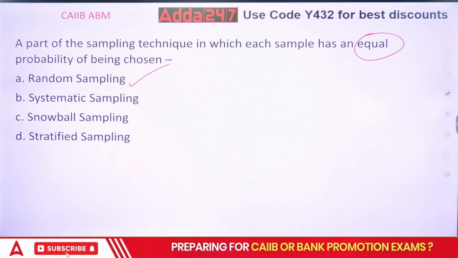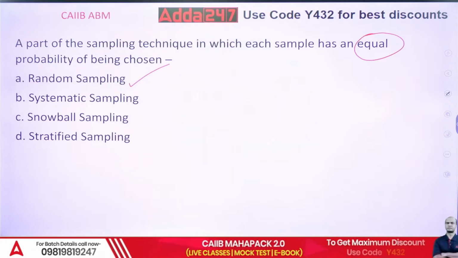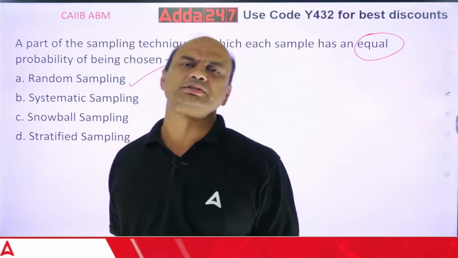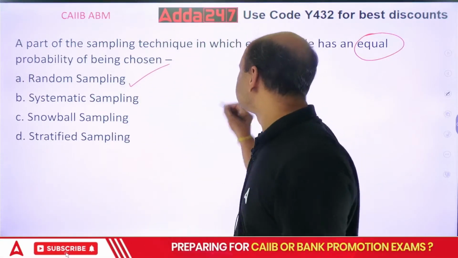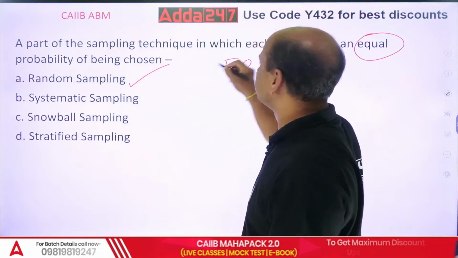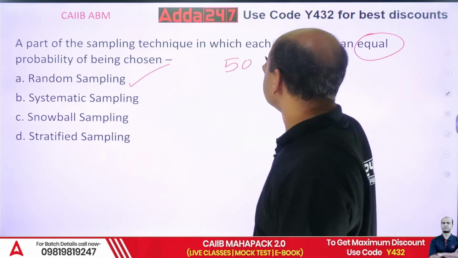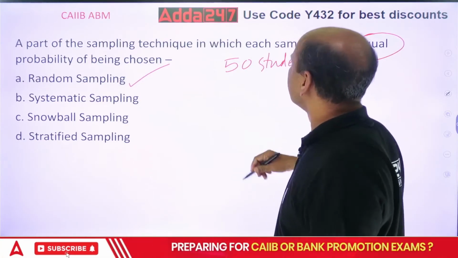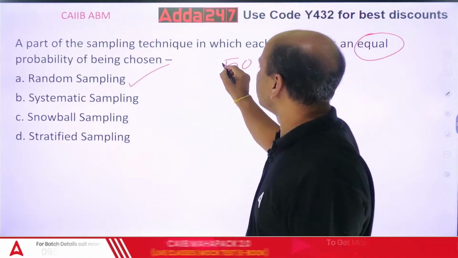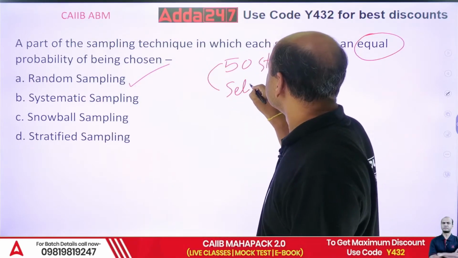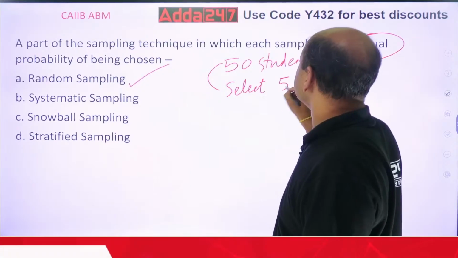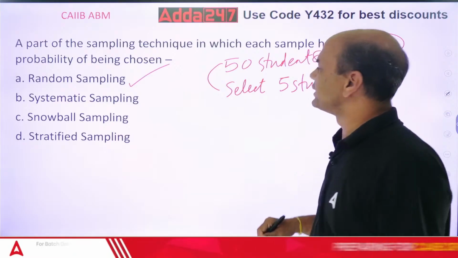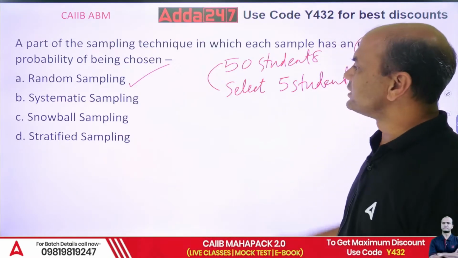See, simple random sampling means what? I'll just close my eyes and select any 10 students. Suppose I have to select 50 students. Okay, let's see one by one. There are 50 students, out of which I have to select, let's say, 5 students. Let's take some simple number. So in simple random, what will I do?